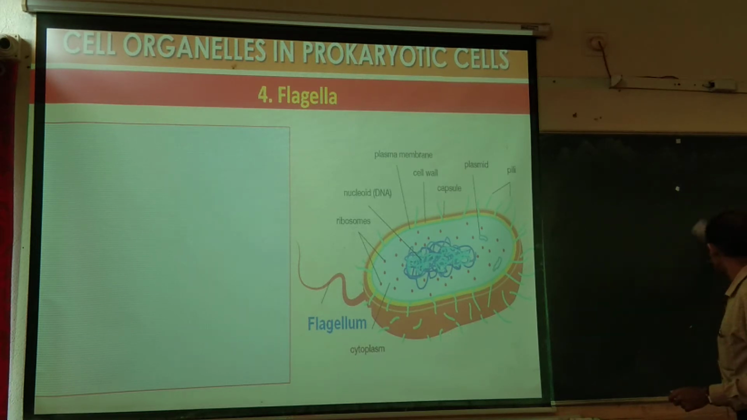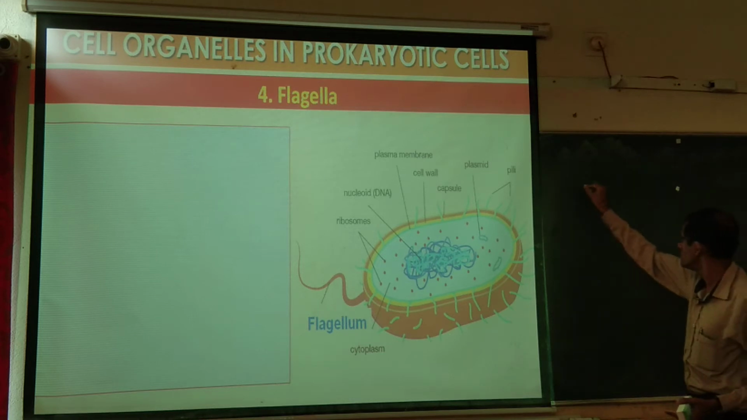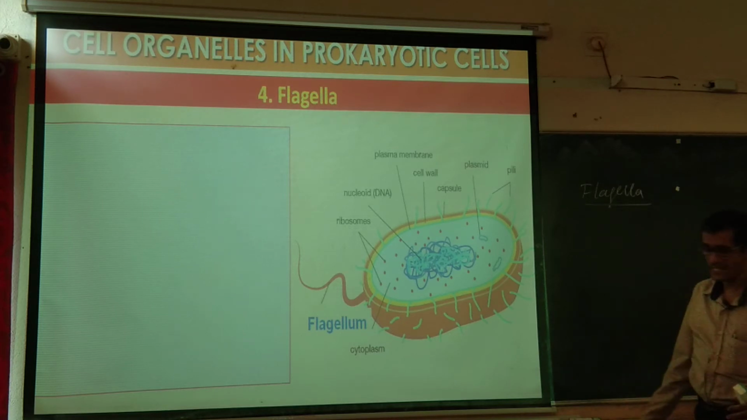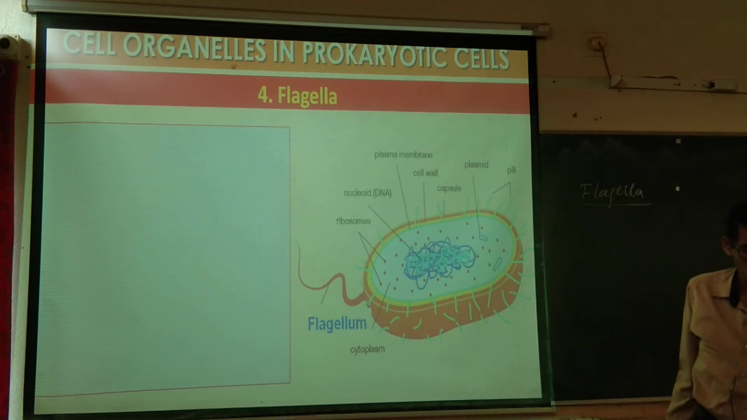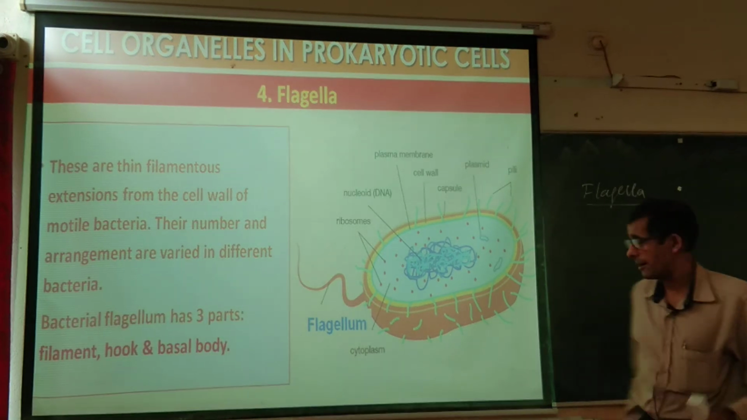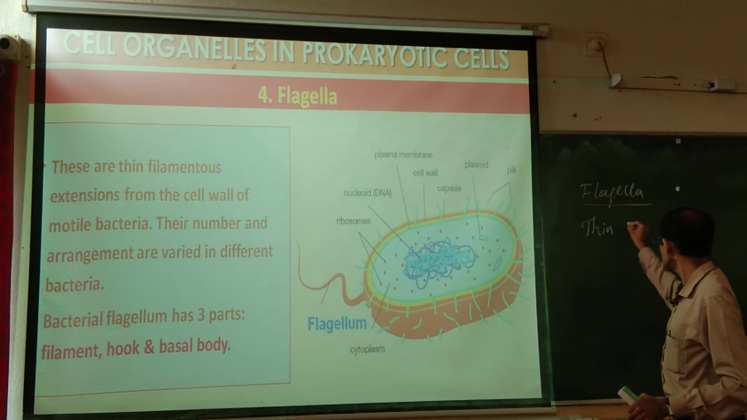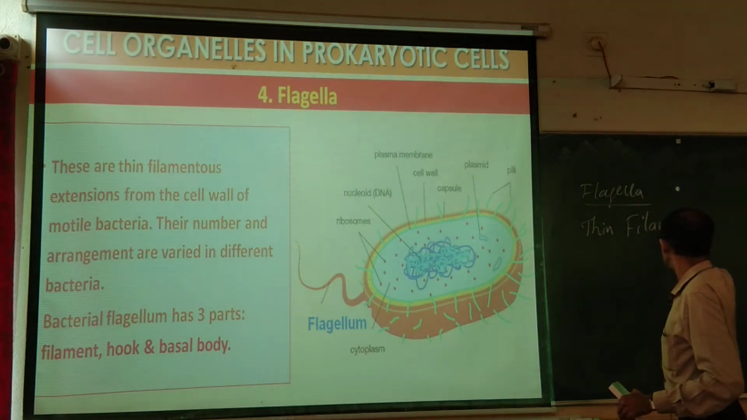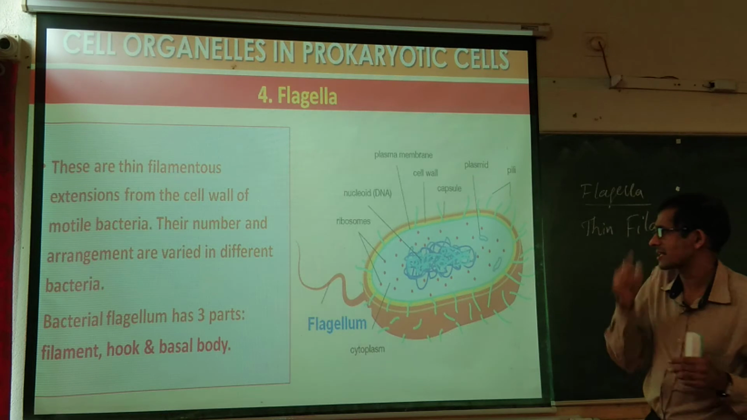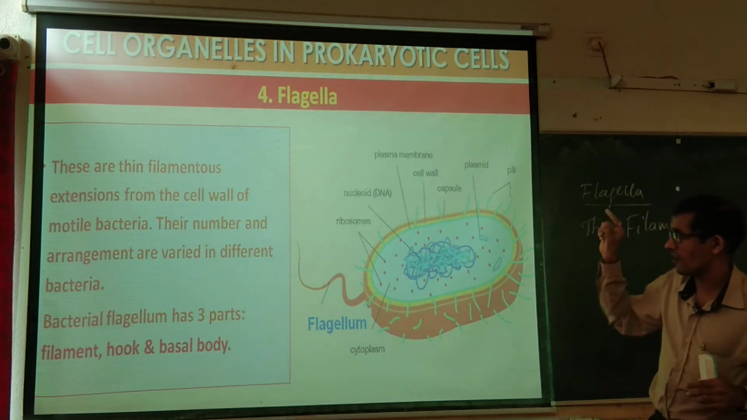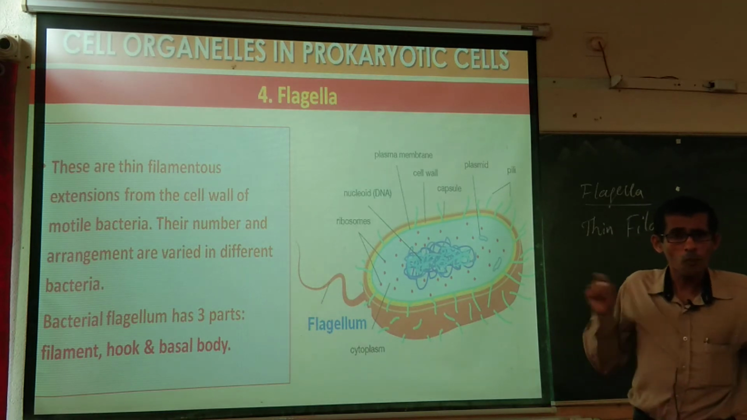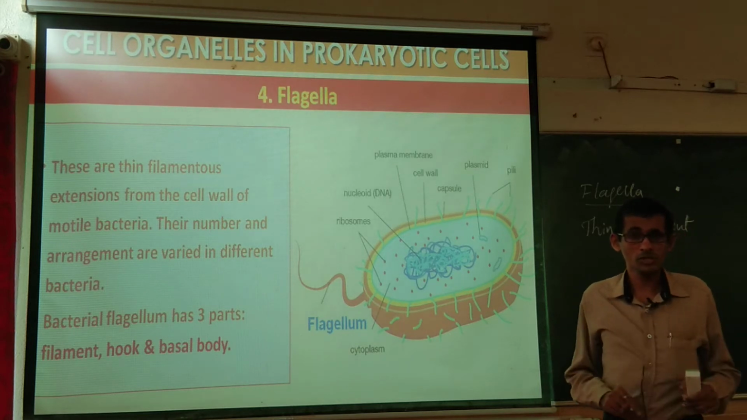And the next concept is flagella. So, what is meant by flagella? Flagella is the locomotory organ of the prokaryotic cell. These are thin filamentous structures, long hair-like extensions from the cell wall of motile bacteria. Motile bacteria means it shows movement, motility.